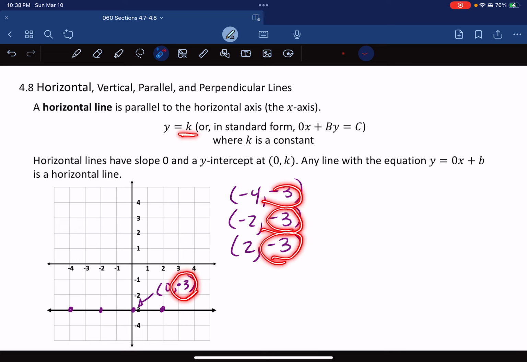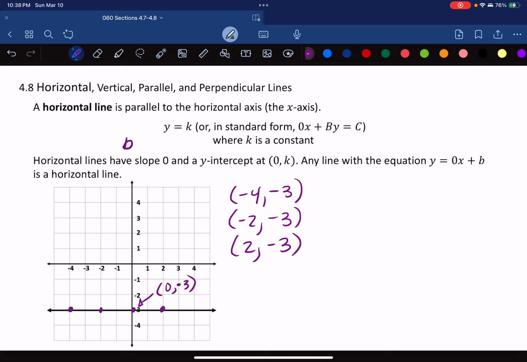And that's what that k represents when we talk about y equals k. This k represents the number which our y value will always be. And that k value happens to be whatever our y-intercept is. So when we find our y-intercept, in this case it's -3, that gives us what our k is. So essentially, in terms of the language we already are used to, our k is our b when we're looking at y equals mx plus b.